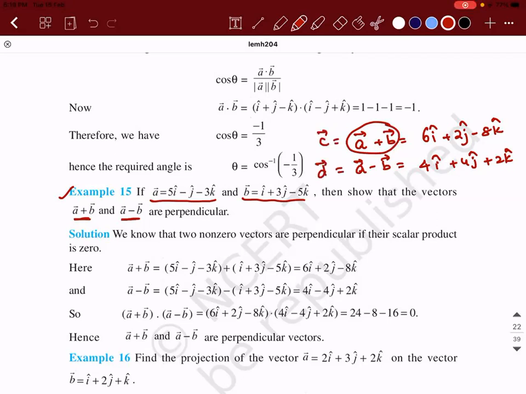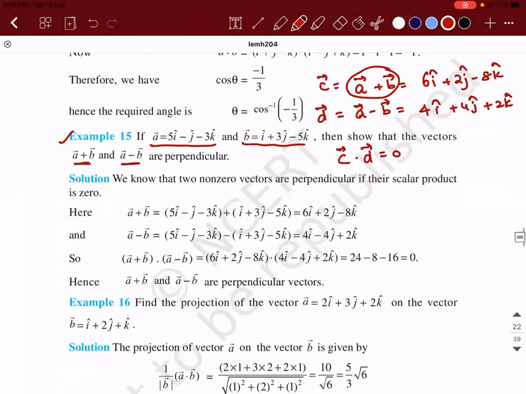If two vectors are perpendicular to each other, then what is the condition between them? Dot product will be 0. Dot product should be 0. So is the dot product 0? When I do the dot product between both, 24 minus 16 minus 8. This will get cancelled. Answer is 0.